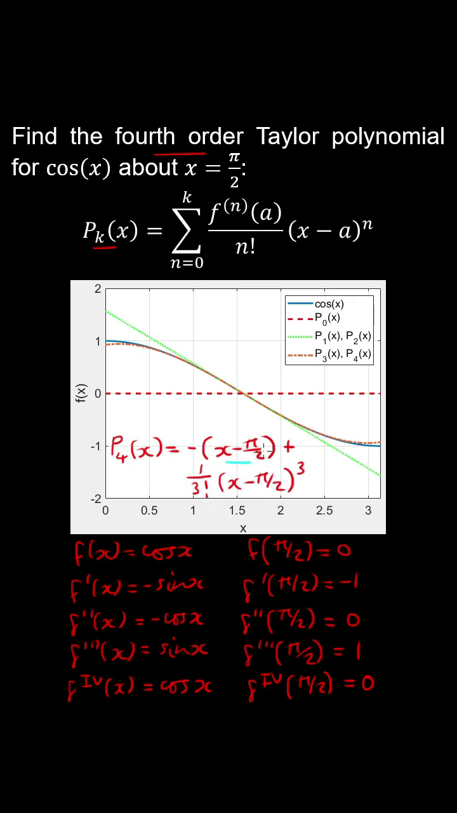So as we can see, for a 1st order Taylor polynomial approximation, we have a straight line, so the linear approximation is very good, close to pi on 2, and it gets worse as you move away, as we can see.